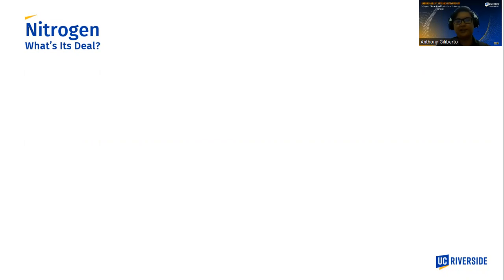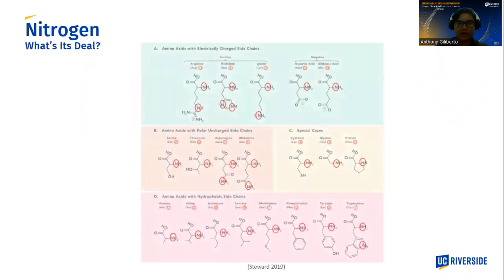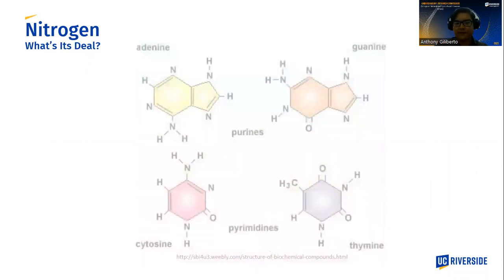Everything living consists of protein structures, and our amino acids are the building blocks of those structures. So as you can see here, nitrogen contributes to the structural backbone of all amino acids, and they can also contribute to the R groups of select amino acids as well. It's even a part of our DNA.